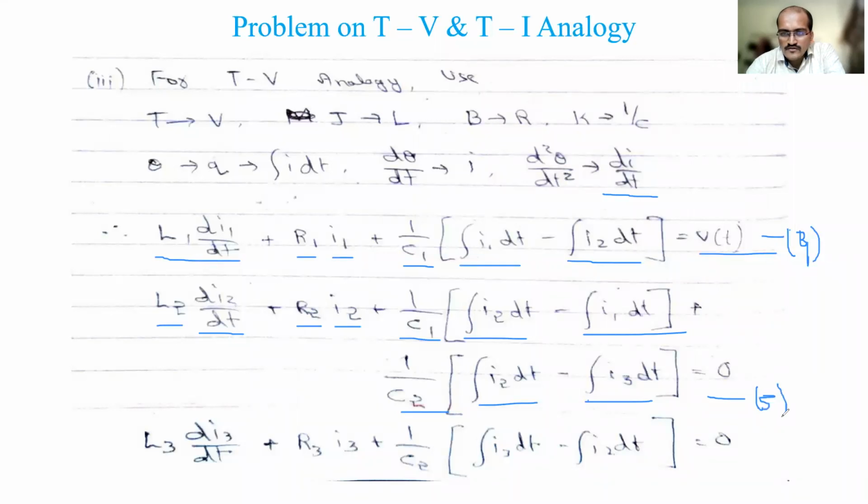Then the third one, with two self terms, L3 di3 by dt. In the place of J3 you have L3, and d square theta 3 by dt square becomes di3 by dt. In the place of B3 you have R3, and d theta 3 by dt becomes I3. Then the mutual element K2, which is 1 by C2, theta 3 minus theta 2, is integration I3 dt minus integration I2 dt, equal to 0. So this is your equation number 6.